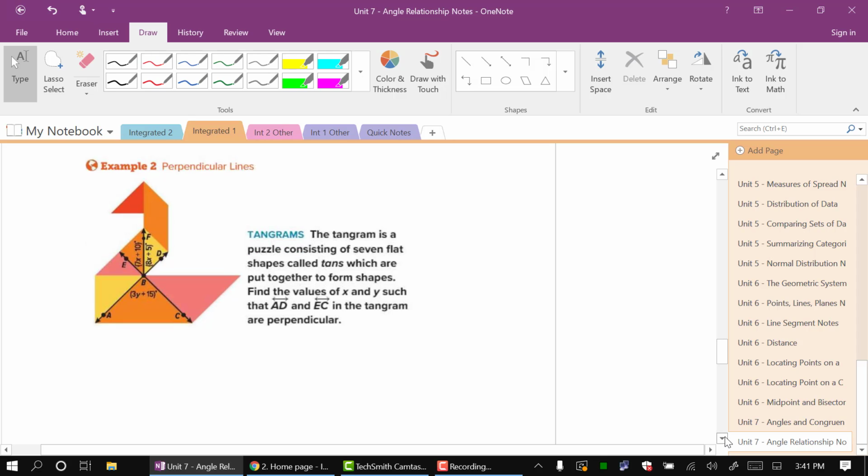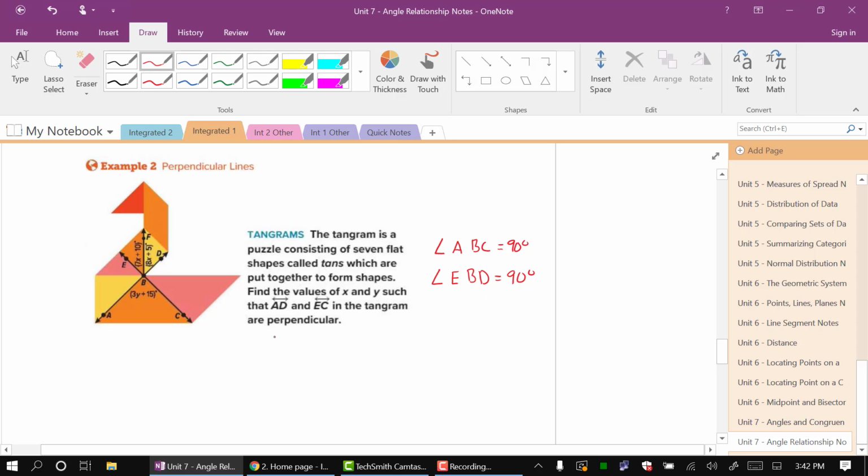Tangrams is a puzzle consisting of several flat shapes called tans, which are put together to form shapes. Find the value of x and y such that line AD and line EC in the tangram are perpendicular. We know that those two lines are going to be perpendicular, meaning that angle ABC equals 90 degrees and angle EBD is also going to be 90 degrees.